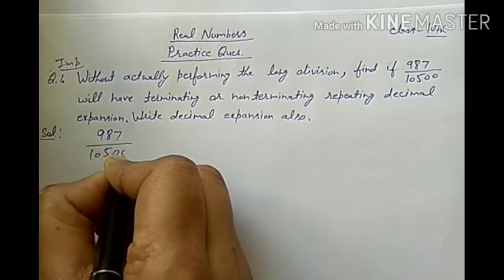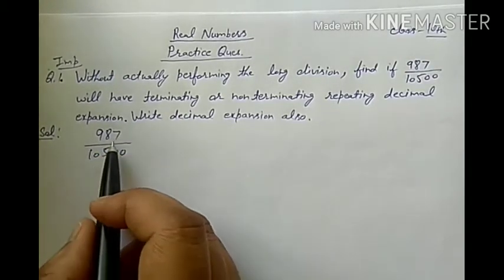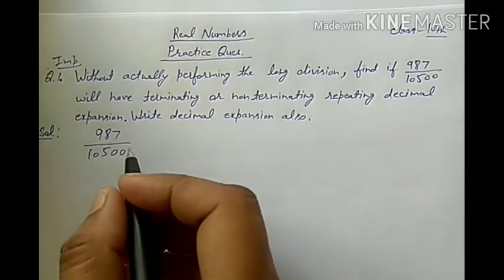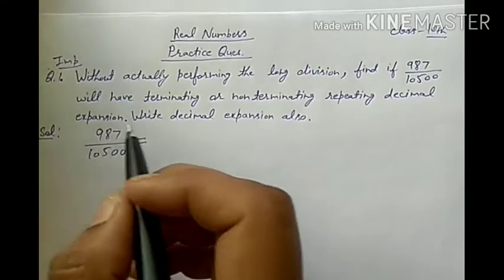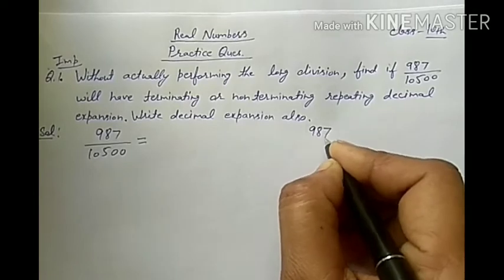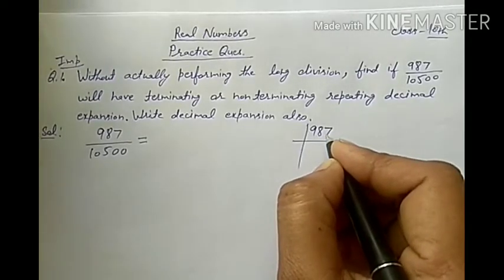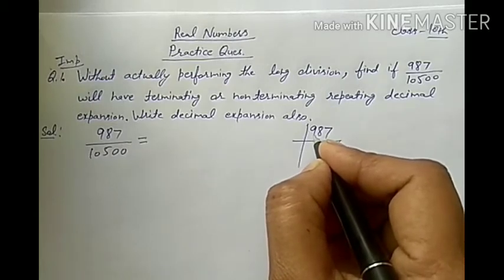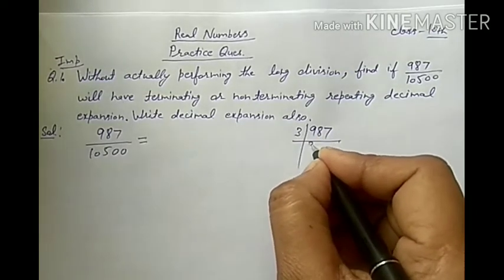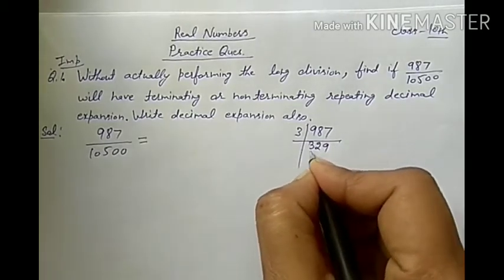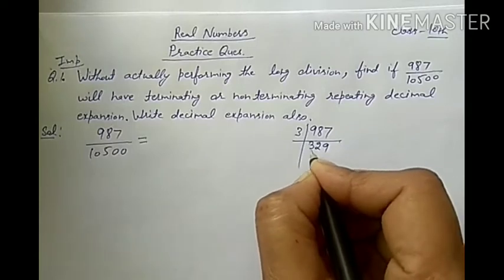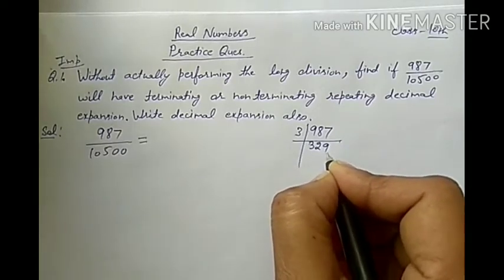To check whether this rational number is in standard form or not, let's factorize the denominator as well as the numerator. Factorize the numerator first. 7 plus 8 is 15, 15 plus 9 is 24, so it is divisible by 3. 3 nines are 27. Now 3 plus 2 is 5 and 9 is 14, not divisible by 3, not by 5, not by 2.